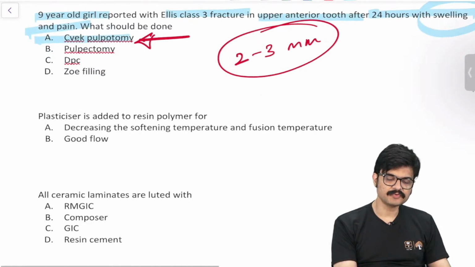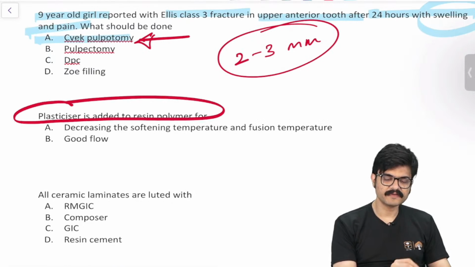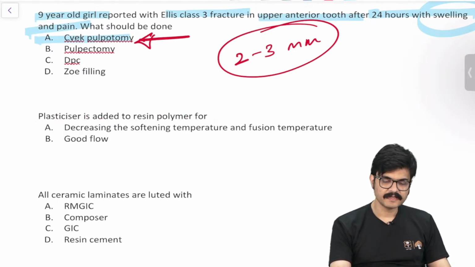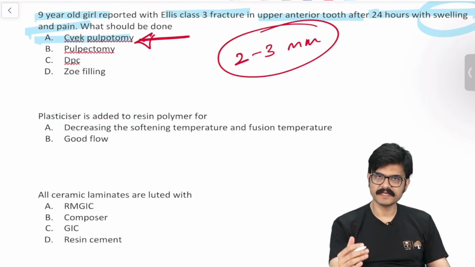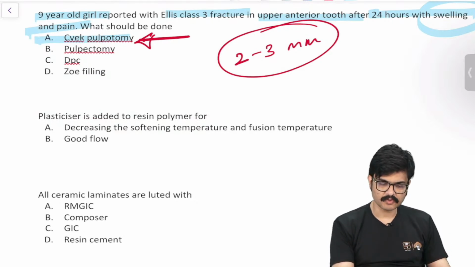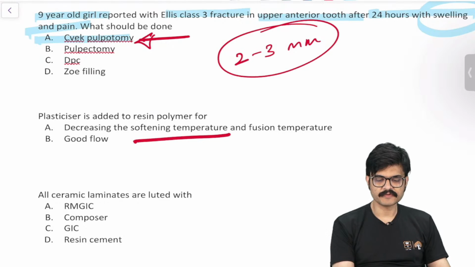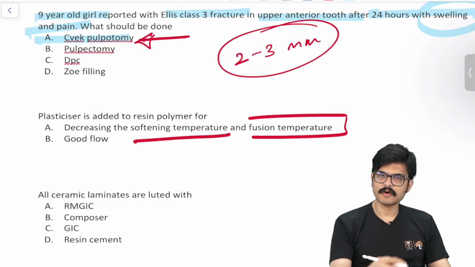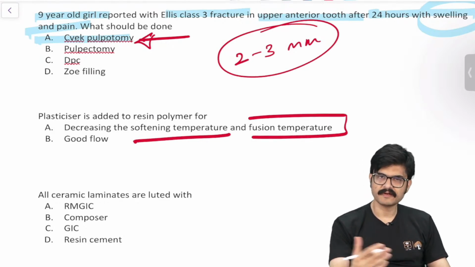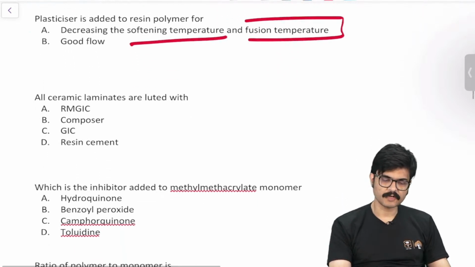Plasticizer is added to resin polymer. It basically decreases the glass transition temperature or the fusion temperature or the softening temperature. That's an often repeated MCQ present in all your question banks, no doubt about this.